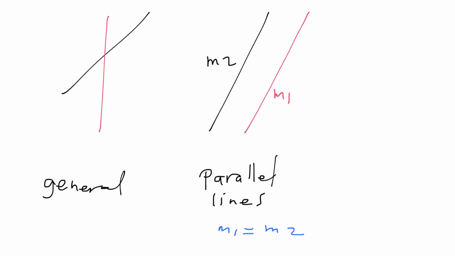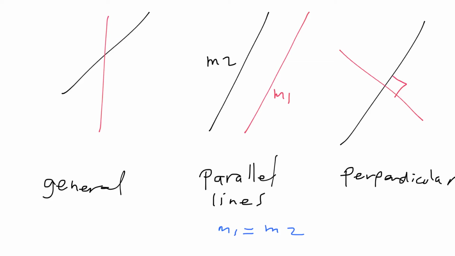The third case is when I have a line like this, and then the second line has exactly 90 degrees between them. The angle between them is 90 degrees. So we call these perpendicular lines. In this case, what is the relationship between the slope of this line and the slope of this line? The relationship between them is m2 equals minus 1 over m1.